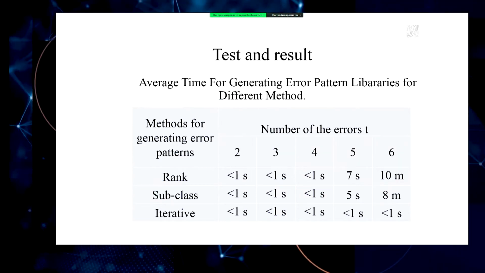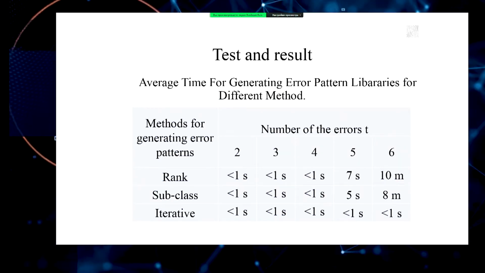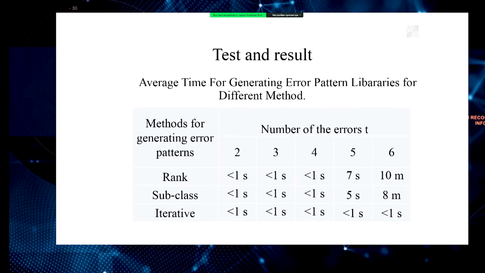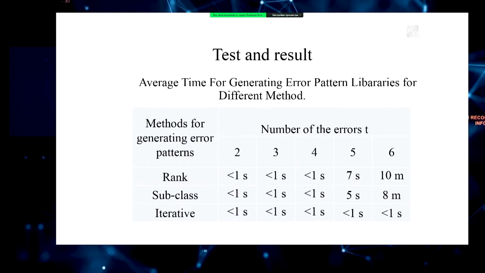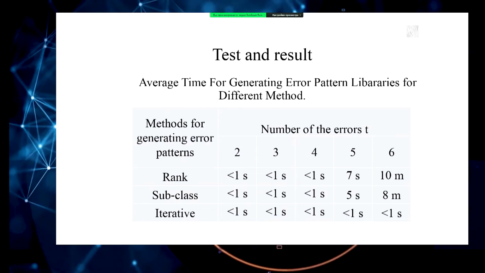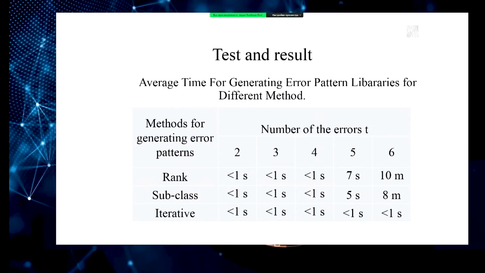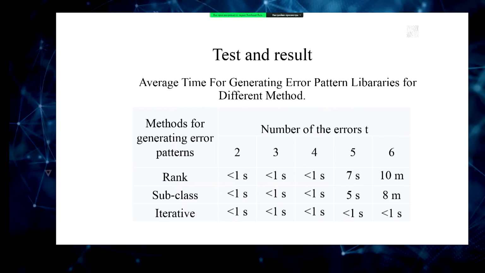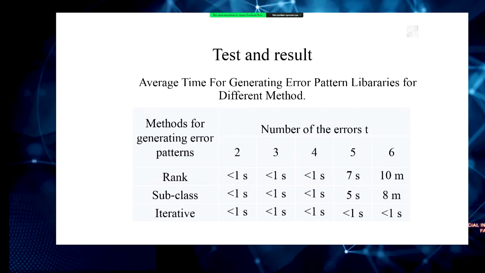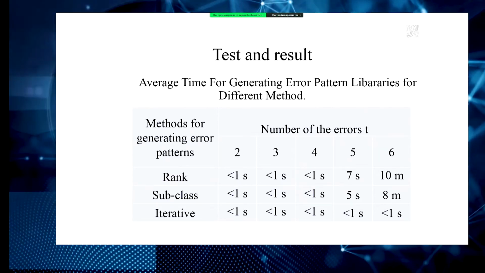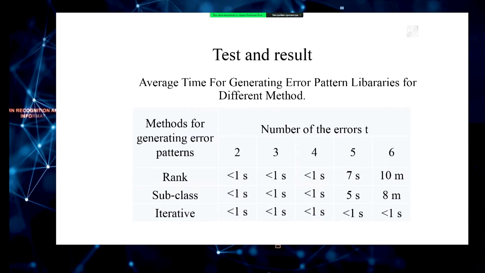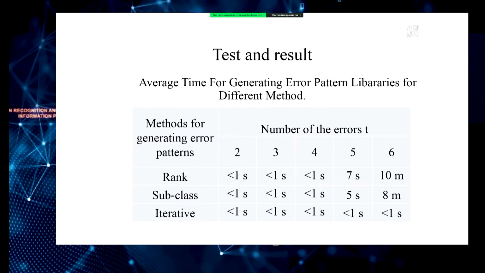We can see from the table that when the number of errors is below 5, all three methods can generate a corresponding library within 1 second. However, when the number of errors surpasses 5, there emerge some differences. The subclassified method costs less time compared with the REC method, but it also needs 8 minutes to form a library when t is equal to 6. It is convinced that the proposed method has better performance in terms of processing speed in comparison.